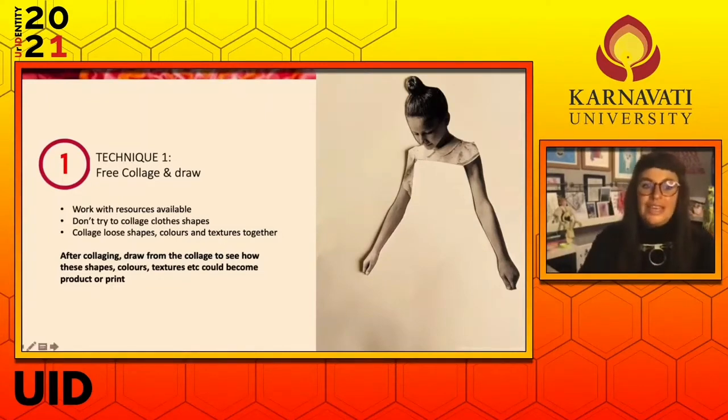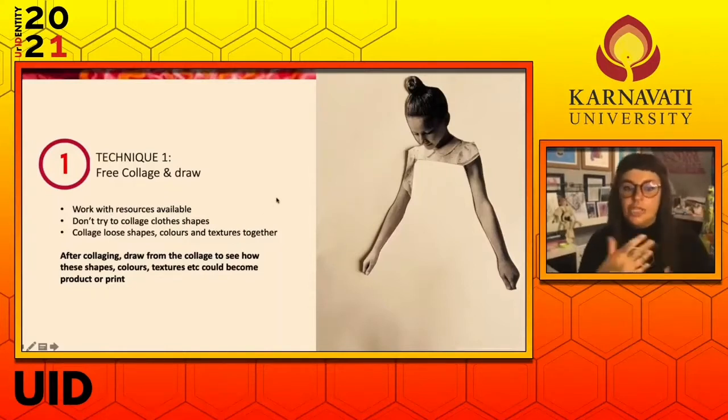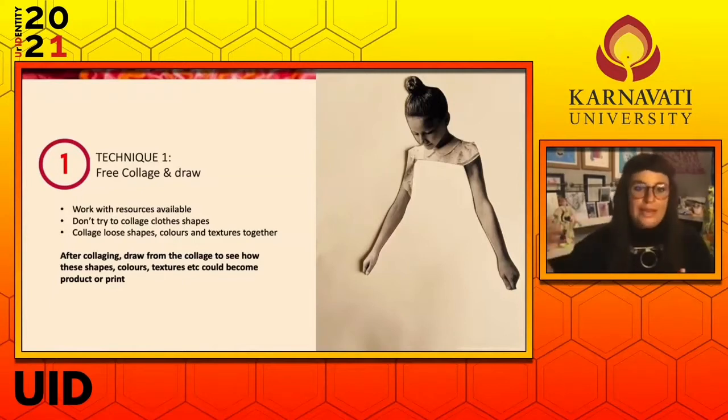With this one, the key lesson to keep in mind is don't try to collage shapes that are already closed. So if you started with an image like you can see on the right of the screen here, the key here would not be to try and collage a dress onto this figure. The key is to try and collage interesting loose shapes, colours and textures, and to piece them together in interesting ways. How they become garments is how you draw from that collage later.